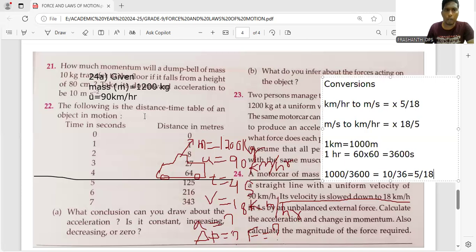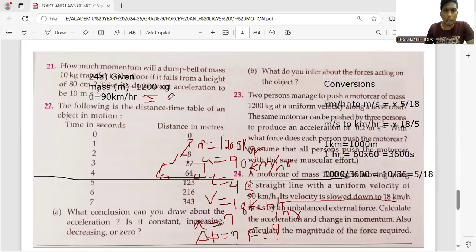Now what we have to do is convert 90 kilometer per hour to meter per second. So you just multiply 90 into 5 by 18. As you know, 18 fives are 90. So what will be the answer? The answer will be 25 meter per second. When you convert 90 kilometer per hour into meter per second, you get 25 meter per second.